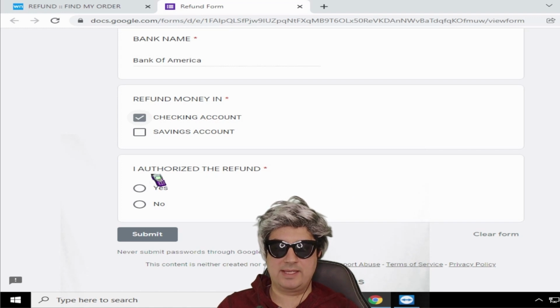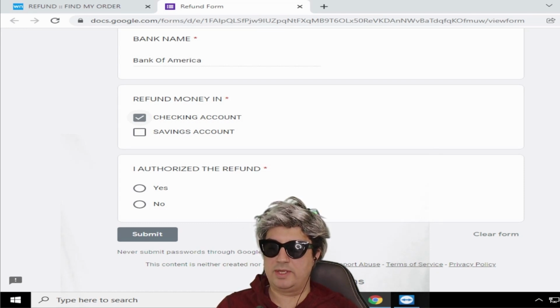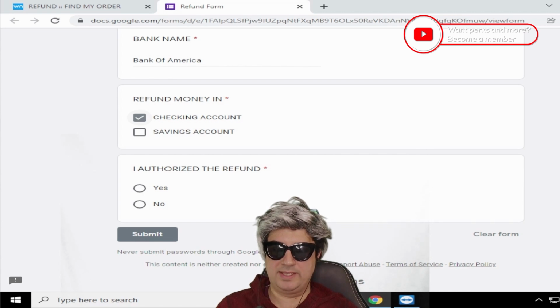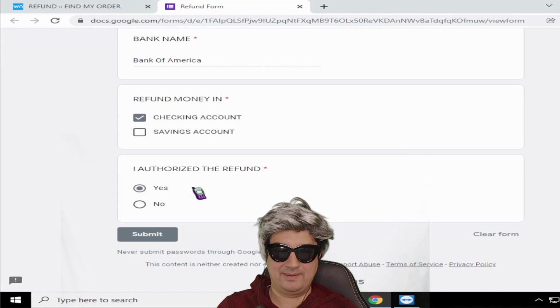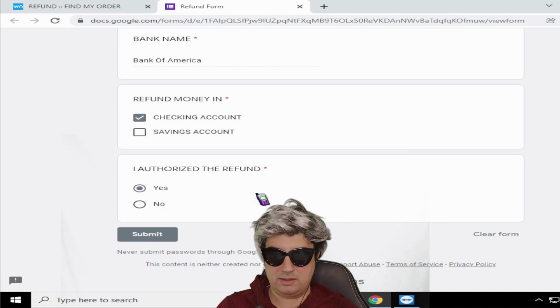Right, but then why is there a question that says I authorize the refund? Yes, click on yes. Does anyone click no? Is there anyone who doesn't authorize to get their money back? If you are clicking on no, the refund will not come into your account. Who would click no? Isn't this a redundant, stupid question? So you have to click on yes. But who would click no? Why is this question on here? That's what I'm asking you.